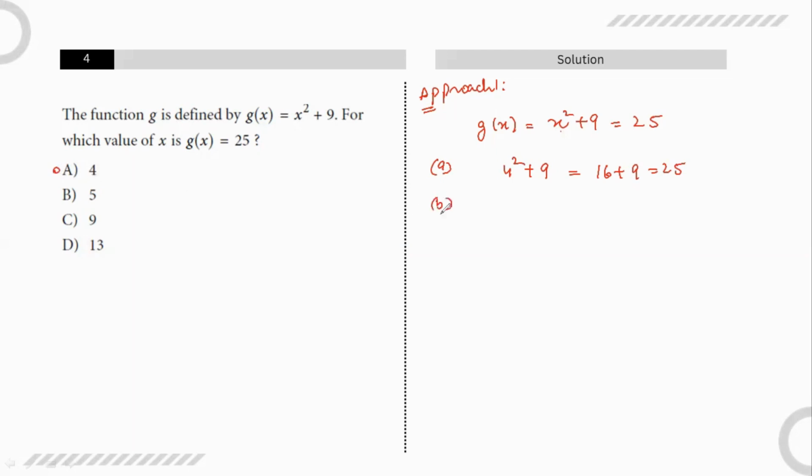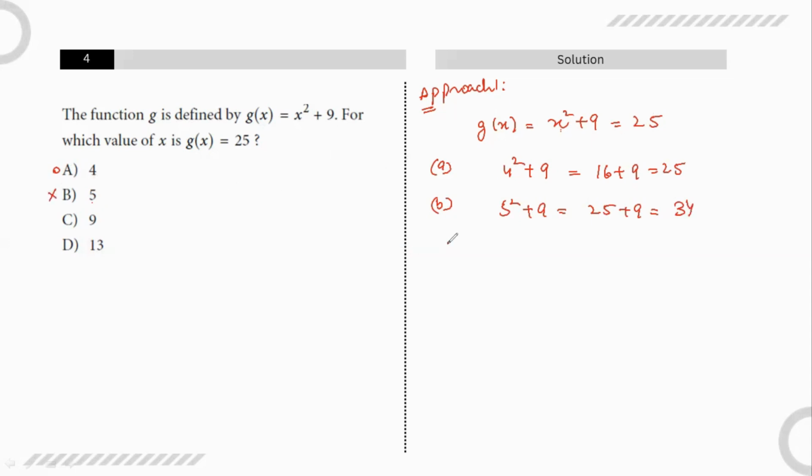Let's try option B now. Option B gives 5. So let's substitute x as 5. So 5 squared plus 9, that is 25 plus 9, that is 34. No, we do not require 34, we require 25.